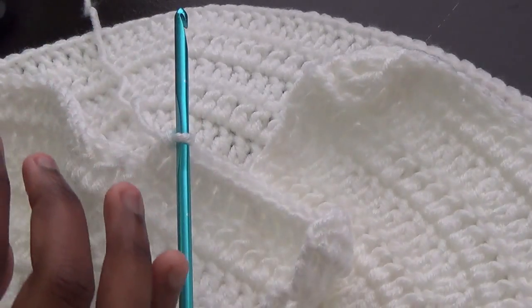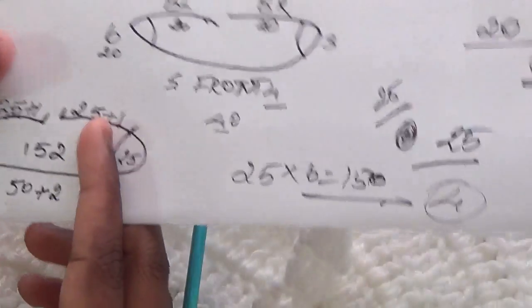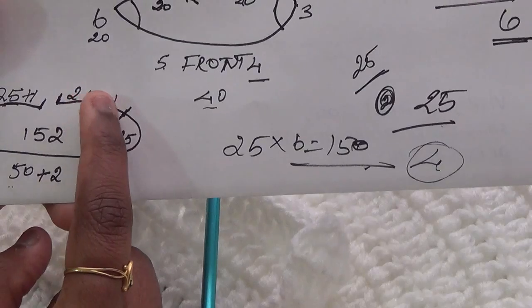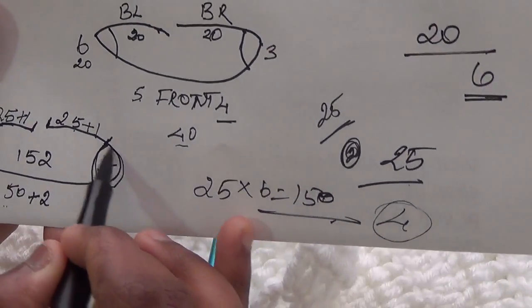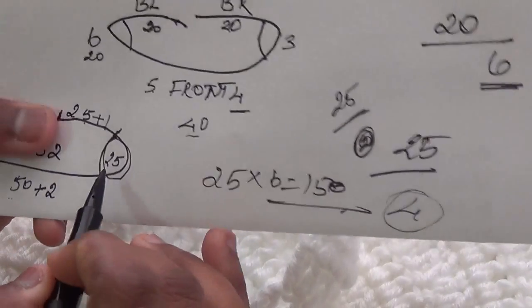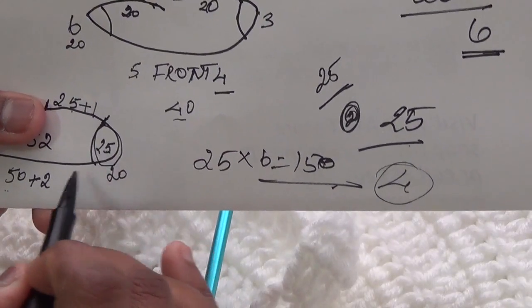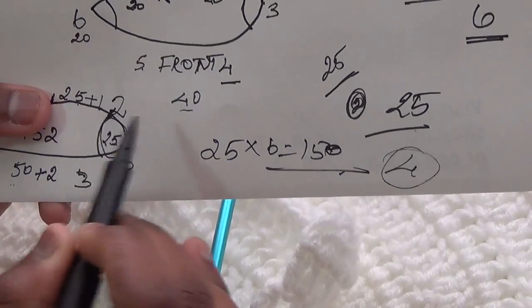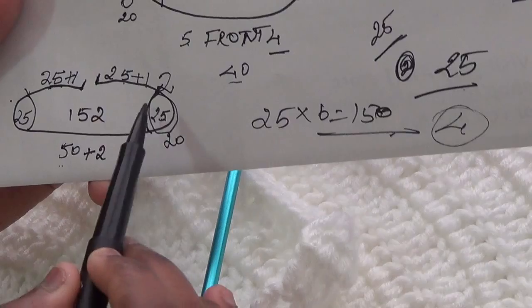Even if you don't want to have 25 stitches for the armhole because you want a closed armhole, you can always divide this 25 between here and here. Say for example, if you don't want the arm this big, you can reduce it to 20 and spread the remaining 5 stitches, 3 in the front and 2 in the back. That is up to you if you don't want to have this big an arm.